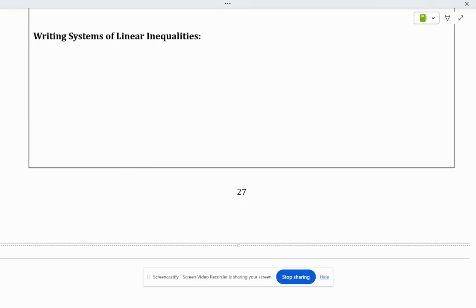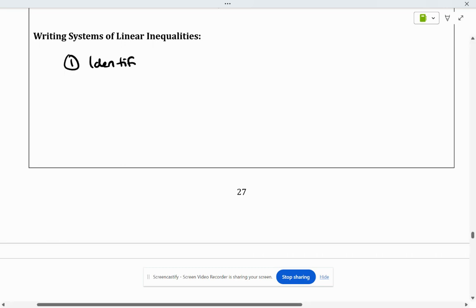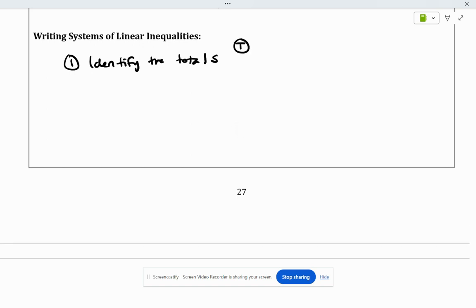Okay. So first you're going to identify the totals and read the question so you know how many inequalities you're doing. You could identify the totals with a little t or a t with a circle around it. That's what I usually do. That's usually just like a fixed amount of money. 20 ducks and chickens all together. Okay.